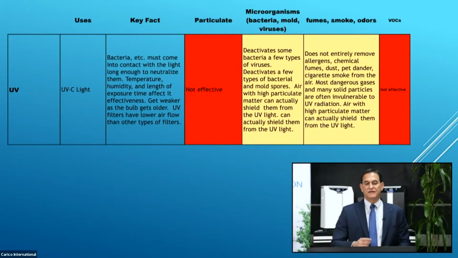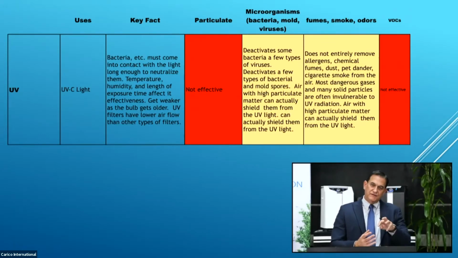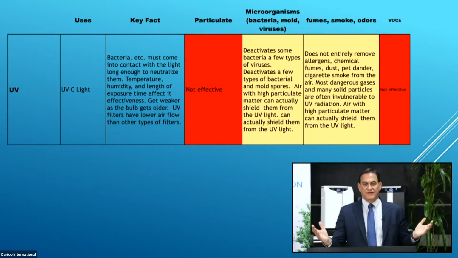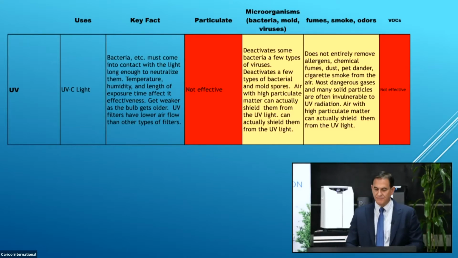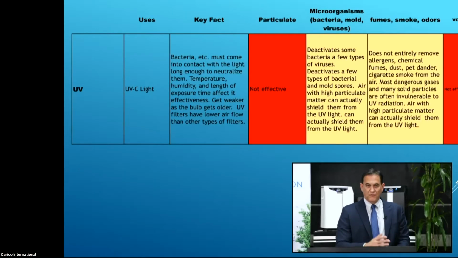The second thing is, as the bulb gets older, it becomes less effective. The third thing is, if it's very dirty, some of the bacteria and viruses can actually hide behind the dirt and they're shielded from it, so they don't even get affected by the UV light. Now, what does a UV filter do? Well, it doesn't filter any particulate matter like dust or dander. It doesn't affect that at all. So a UV light also has to have some other filter to attract that.